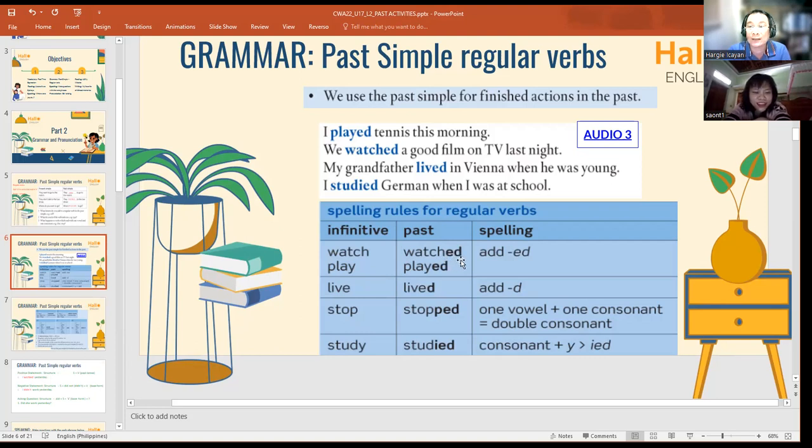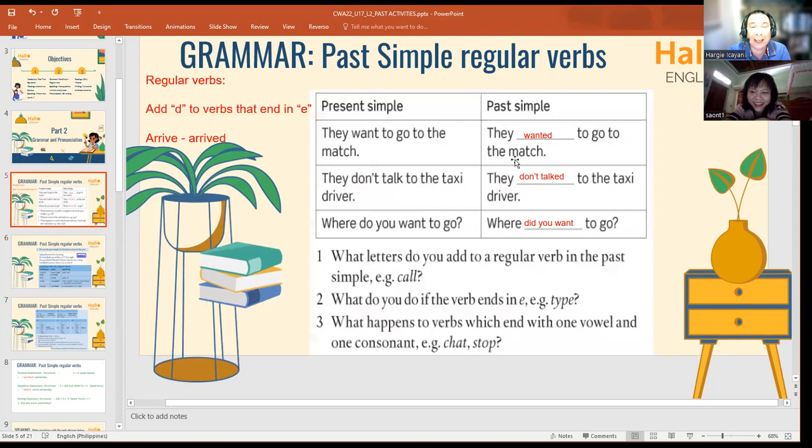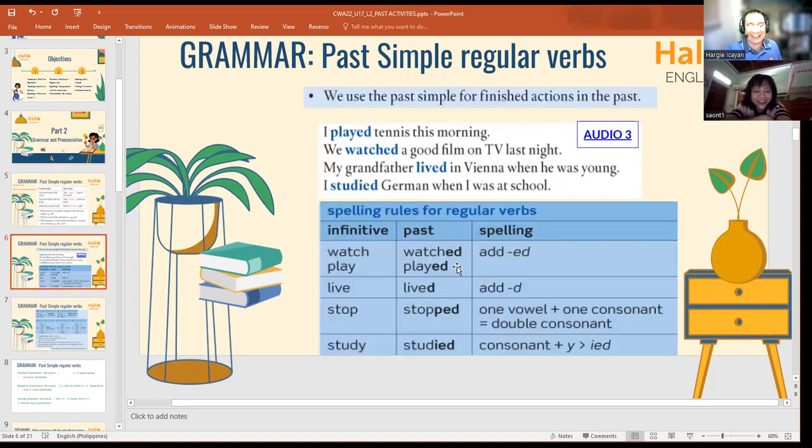We already learned that one, right? Okay, and these are the rules. If the verb ends in ch or some other letters, we add ed. If the verb ends in e, just add only d.